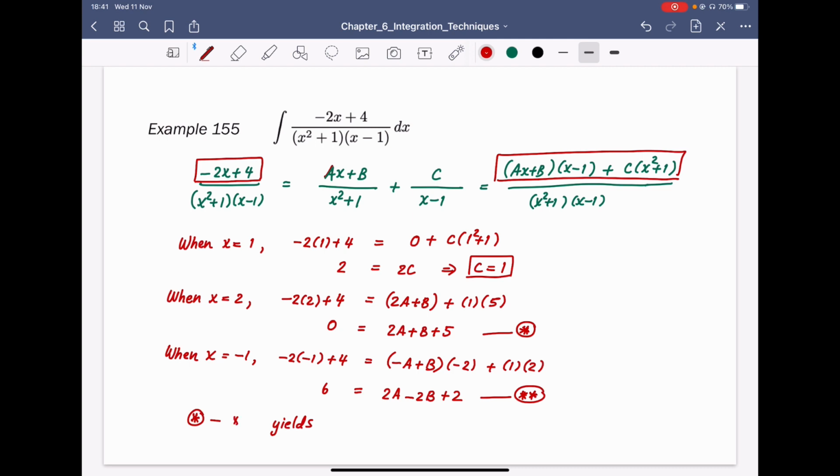Equation star minus equation double star. So what I'm going to have is negative 6, right, equal to 3b plus 3, right, because I just subtract the equations. All right, next, that means negative 9 equals 3b, and I can solve for b now. So my b is going to be negative 3. All right, so once I solve for b, I can solve for a.